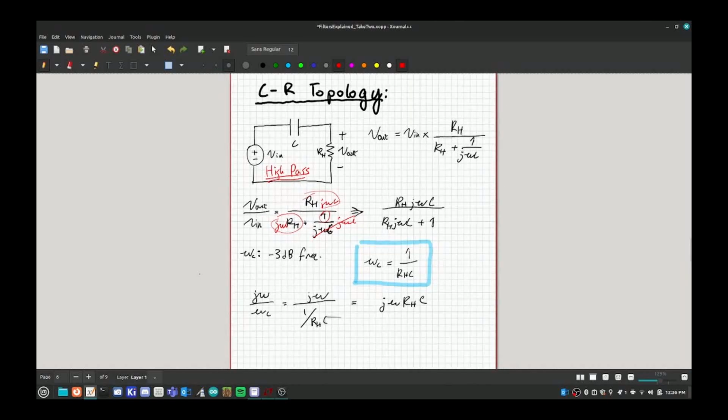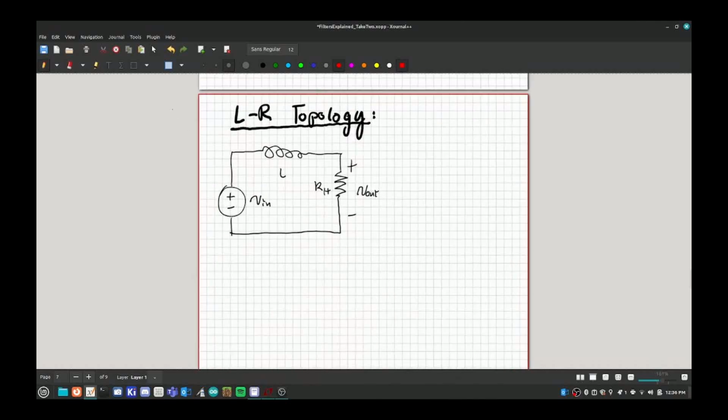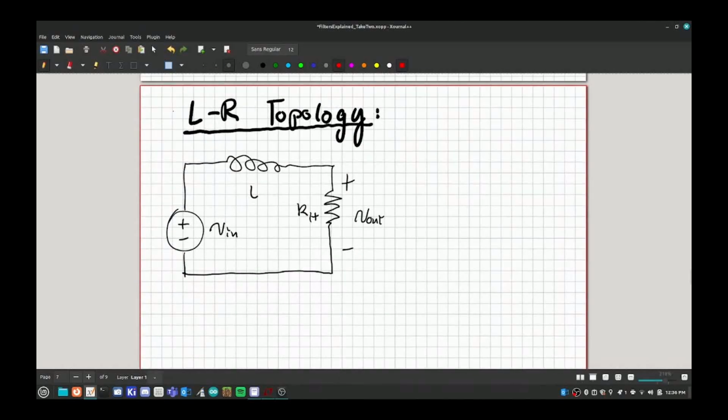All right, let's go ahead and move on to the LR topology. This is very much the same, except now you've got an inductor in series with your resistor. Vout is still across the resistor and it's still in that part of the circuit. If we go ahead and derive the transfer function, I'm going to skip the Vout over Vin part. I'm just going to skip straight to this so we don't have to do that initial division step.